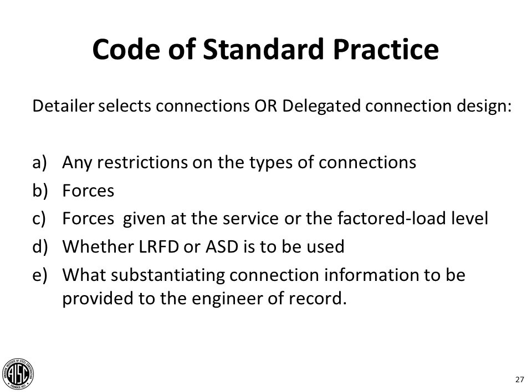Then if you're going to design connections, you have to have the forces that they need to be designed for. It needs to be clear whether those forces are given at service load or factored load levels. You need to designate whether the connection design is to be performed using LRFD or ASD design methods. And then finally, the engineer needs to inform the contractor as to what substantiating connection information is going to be provided, so that, what we're talking about there is, are you requiring calculations to be shown for all the connections, sample calculations, and so on and so forth. What exactly are you expecting to see to justify the connection design?